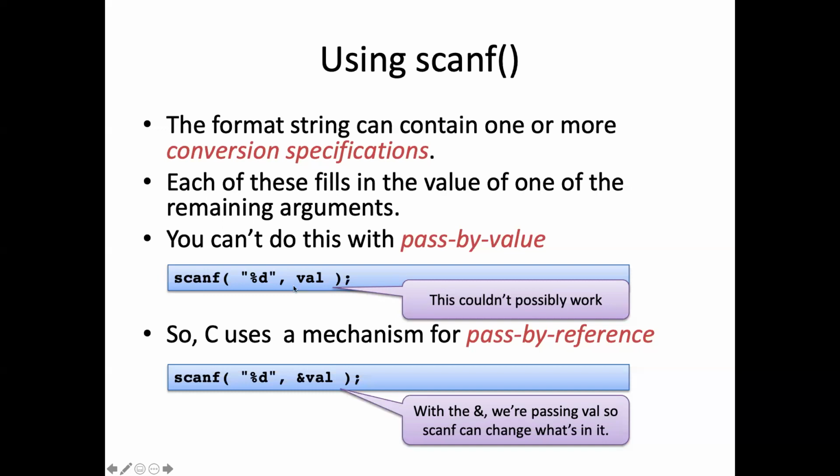For this to work, you have to use the C mechanism for pass by reference. So in this top example, I'm trying to make the point that scanf couldn't possibly work like this, because an integer variable like val gets passed by value to scanf. It just gets a copy of what was in there, so it can't change what's in this variable. But if you put an ampersand in front of it, for now, we're going to say that's the C syntax for pass by reference. That's a way to give scanf this variable so that it doesn't just get a copy of what's in the variable, but it can change what's in the variable.